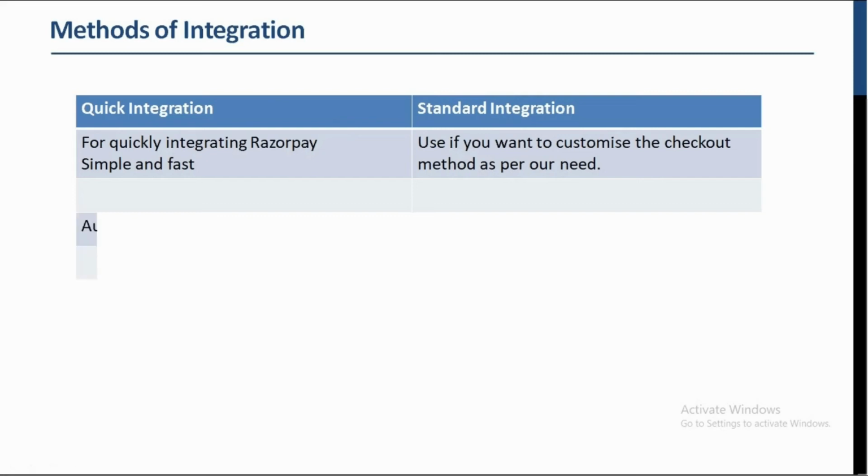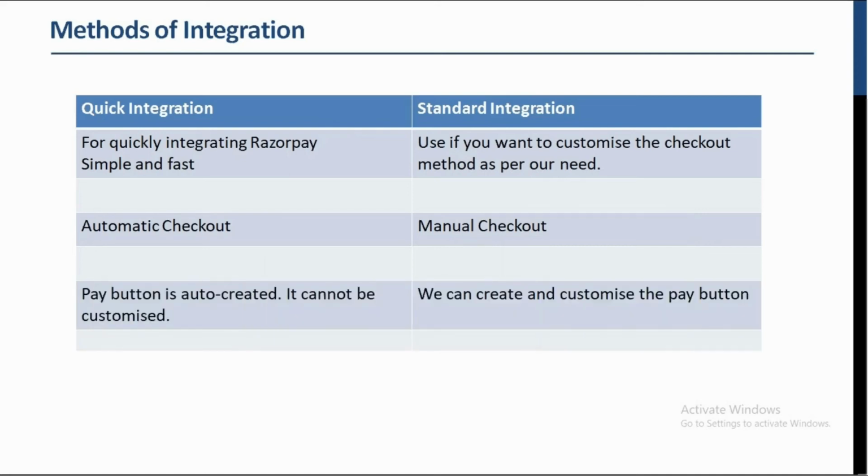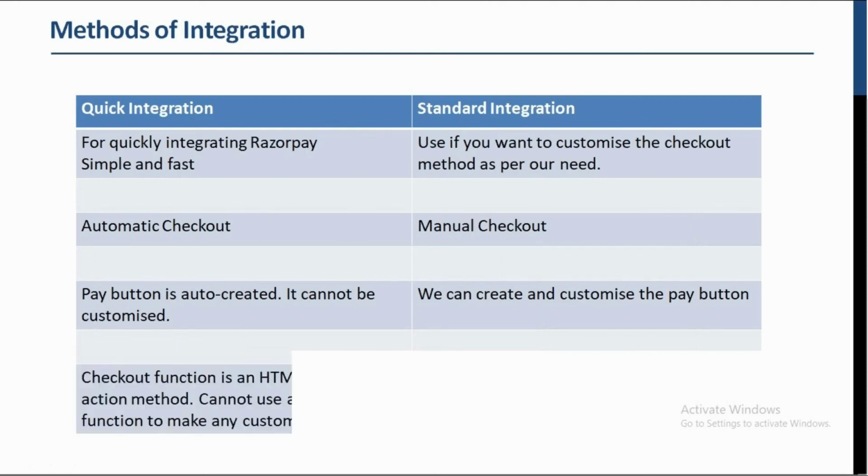Okay, next, quick integration is known as automatic checkout, and standard integration is known as manual checkout. The pay button in quick integration is auto created, and it can't be customized. For example, we can't change its font and background color. Okay, and in standard integration we can create and customize the pay button as per our requirement.